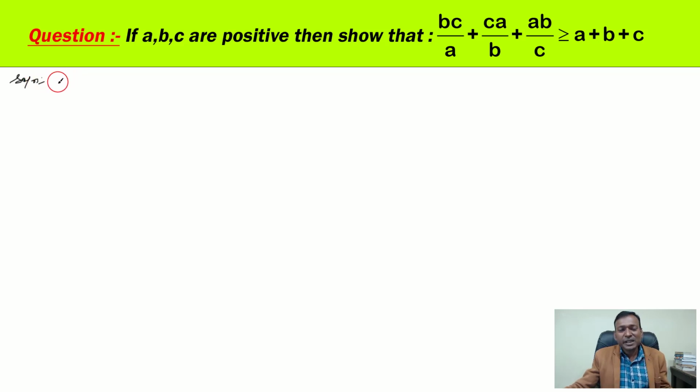We know that since the square of any number is always non-negative, therefore root BC by A minus root over CA by B, whole square, is greater than or equal to 0.